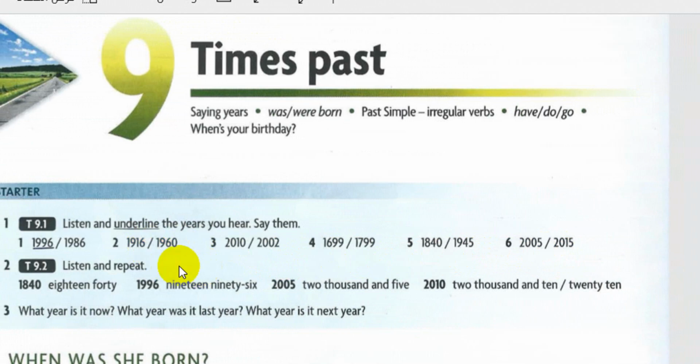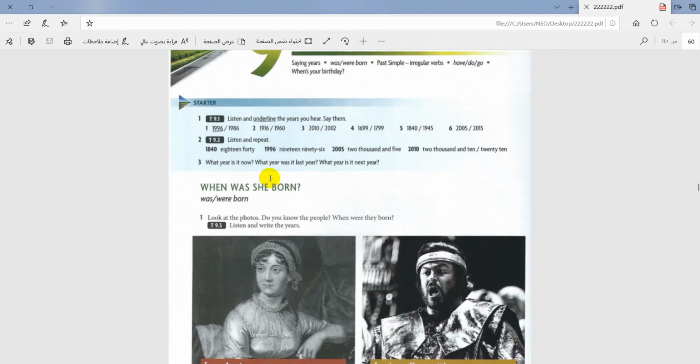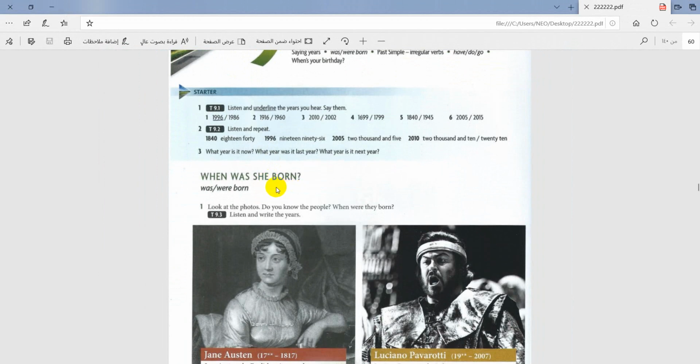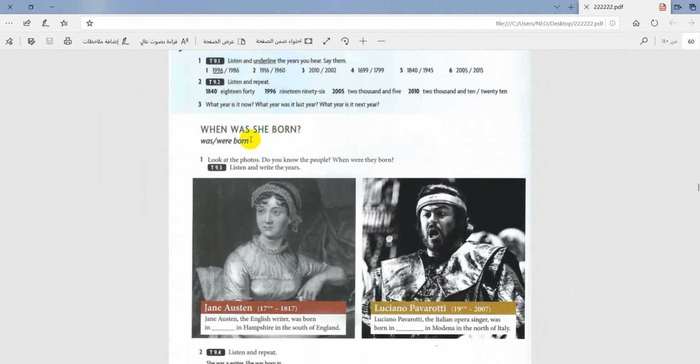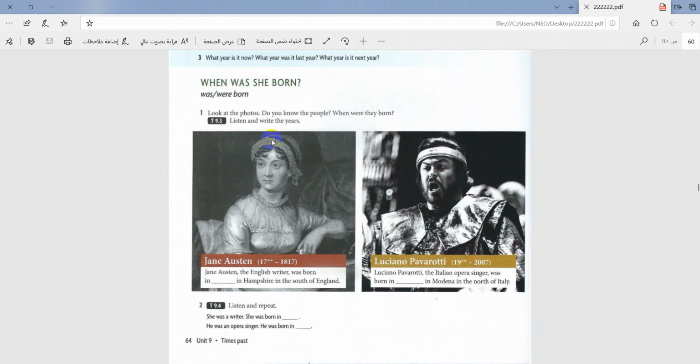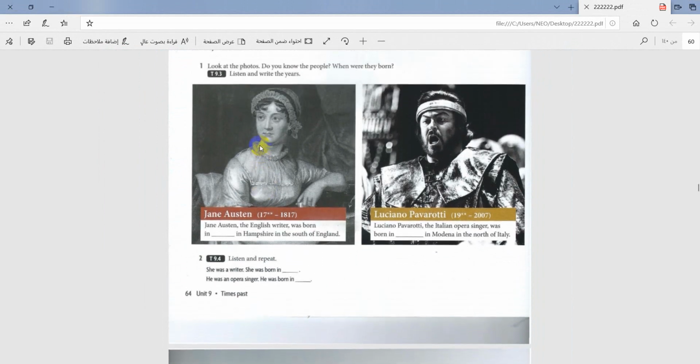Okay, these are the pronunciations of the years. Okay guys, here we have: when was she born? Look at the photos. Do you know the people? When were they born? Listen and write the years.